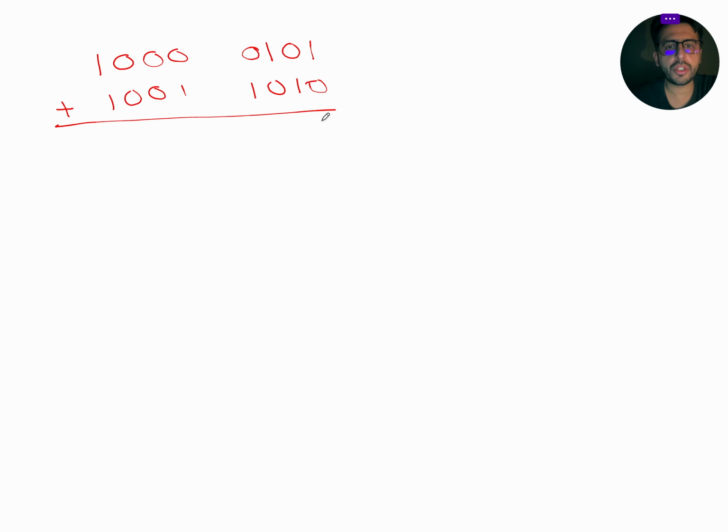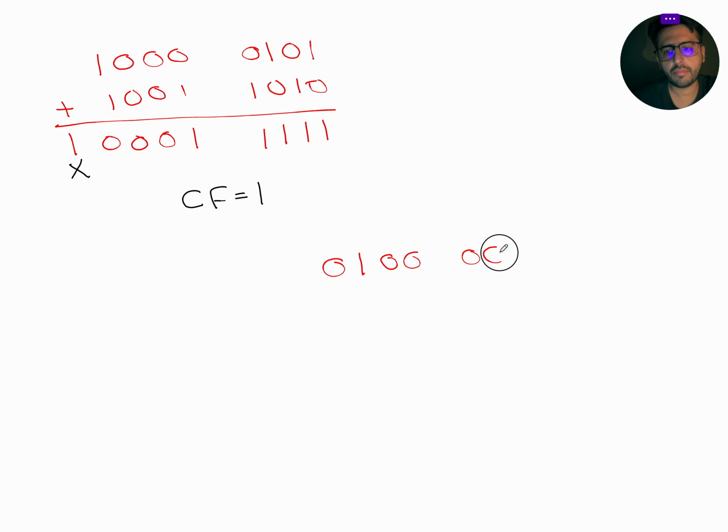So for the given question, the result will be as shown. For the given example, the achieved answer is in 9 bits. So we are going to discard this bit and the value of the carry flag will become 1. Let's take another example. In this example, we are utilizing the subtraction operation. So the result will be 0.